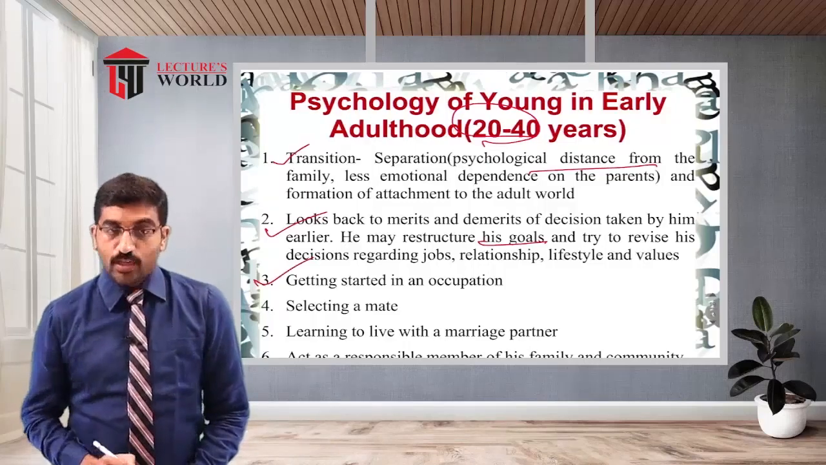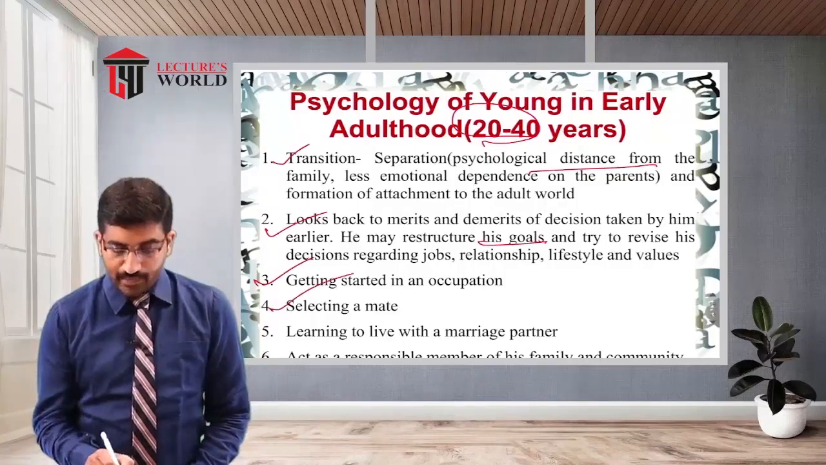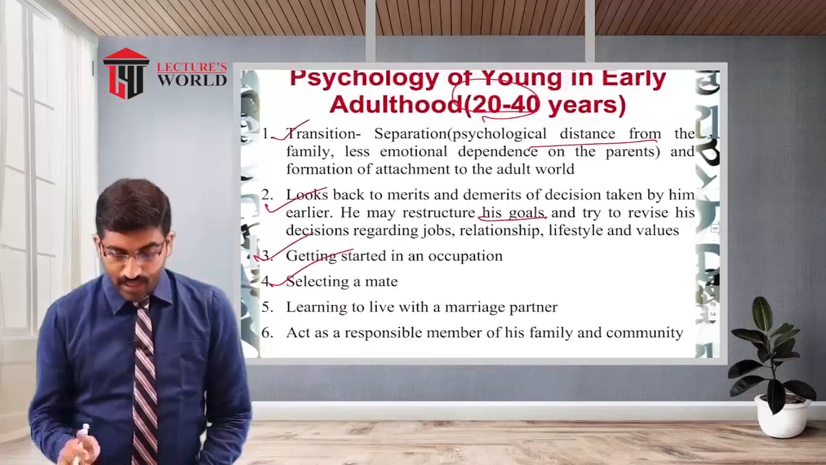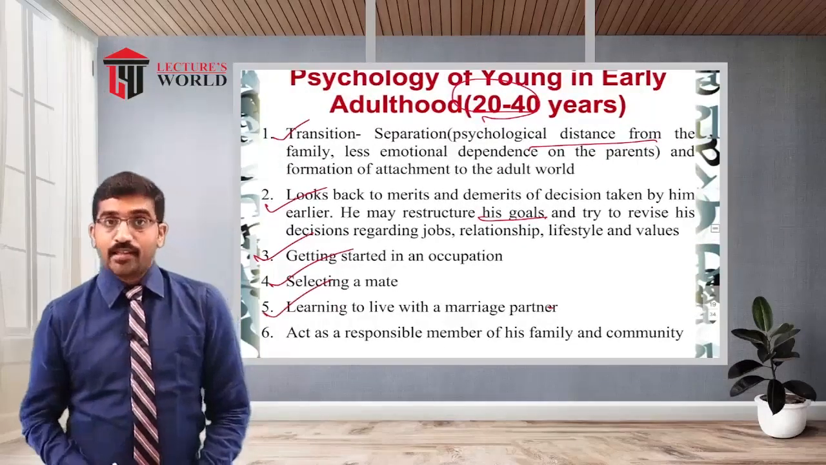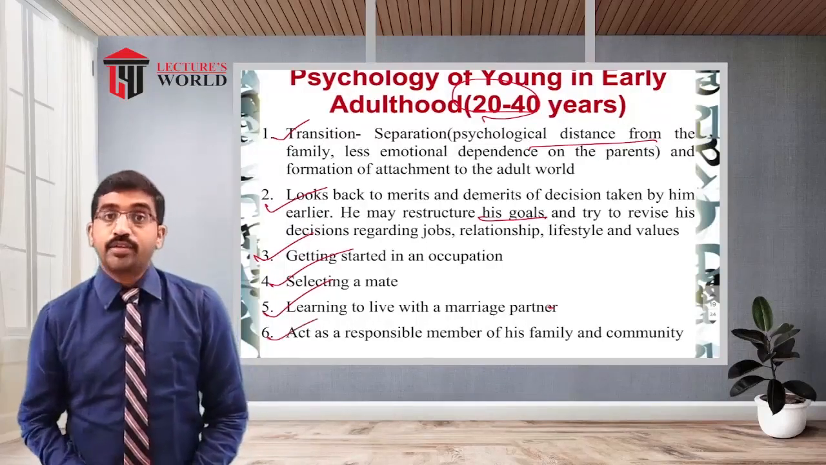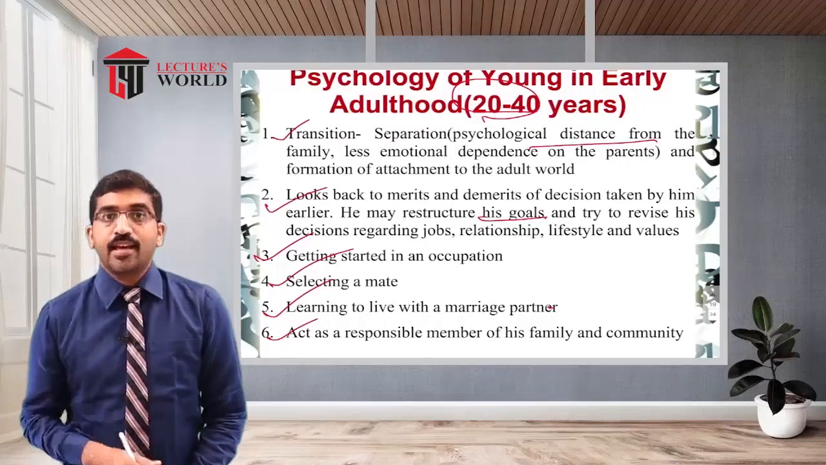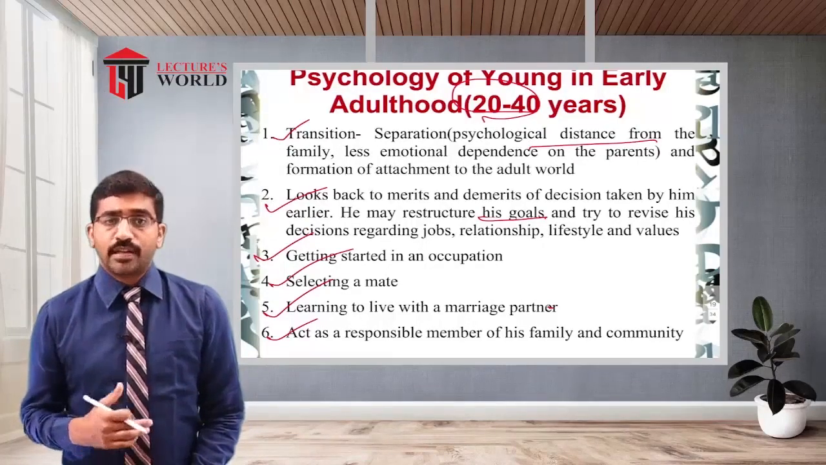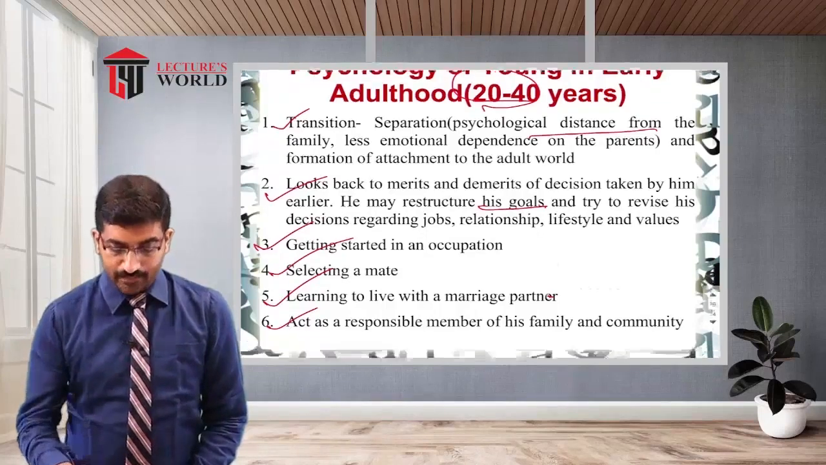Getting started in an occupation, already I told you, selecting a mate. Mate means you are selecting a partner. Learning to live with a marriage partner. The husband will live with the wife, the wife will live with the husband. Act as responsible persons. You have to take the responsibility of your family, your community, your society, your profession. Everywhere the responsibility and accountability will come.